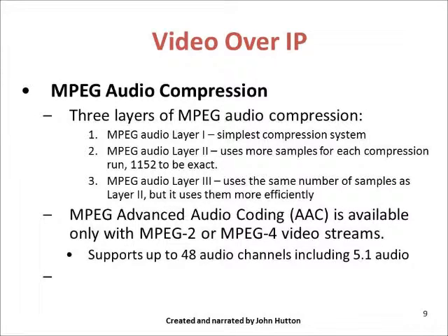MPEG audio compression. There are 3 layers of MPEG audio: Layer 1, Layer 2, and Layer 3. Layer 1 is the simplest compression system. It uses 384 input samples. Layer 2 uses 1,152 input samples and eliminates some of the redundancy in Layer 1. Layer 3 uses the same number of samples as Layer 2, but it uses them more efficiently.